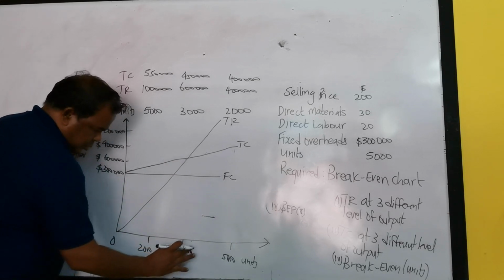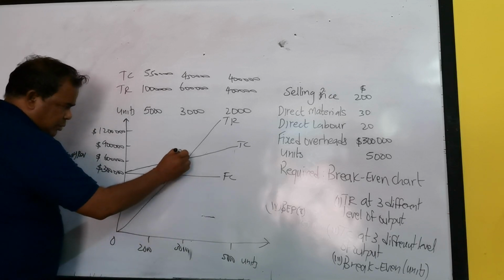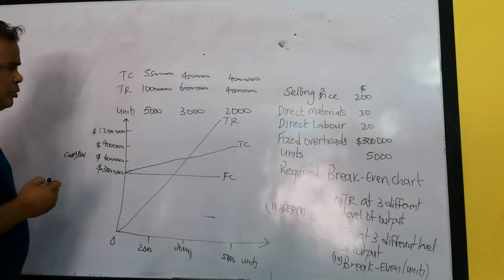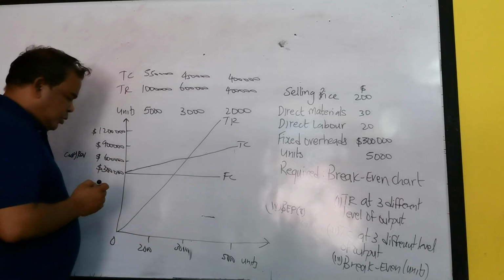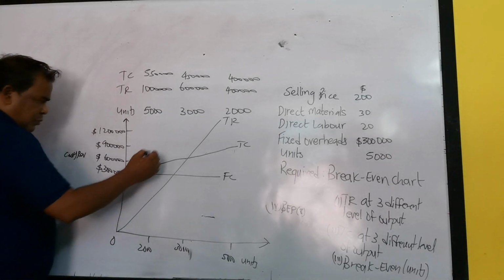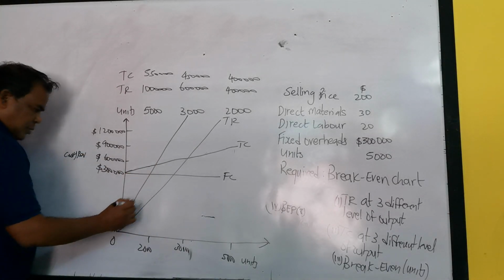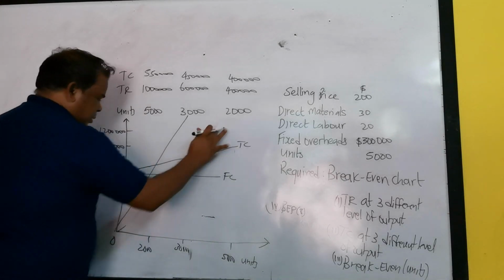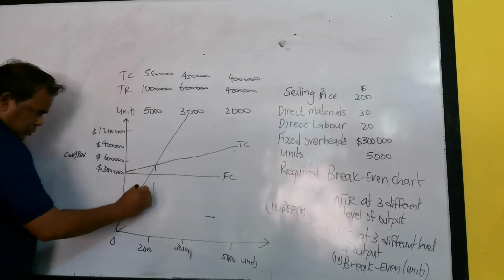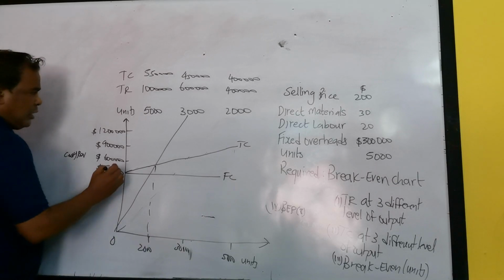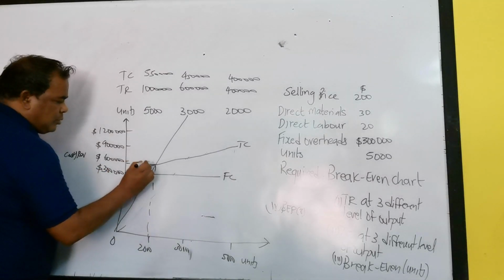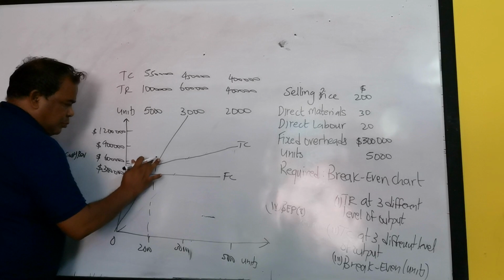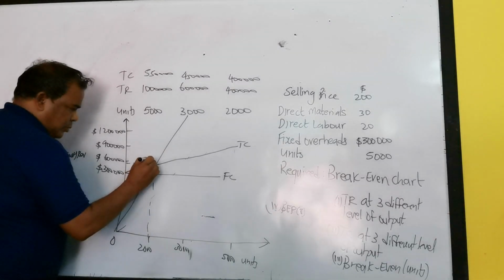400,000. What is the break-even point? 2000, therefore it will be something like this. This one, it will be here. It should reflect the 2000 and then 400,000. This is the break-even point.